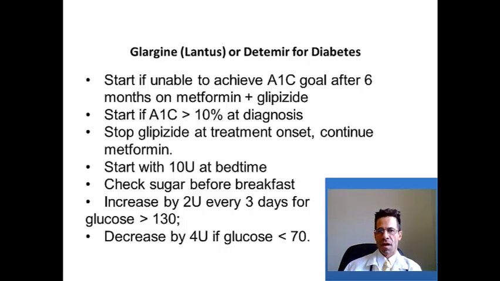However it's done, it's recommended that the long-acting insulin dose be increased by 2 units every 3 days, as long as the glucose level before breakfast is greater than 130. If the glucose level is less than 70, then it's recommended that the insulin dose be decreased by 40 units.